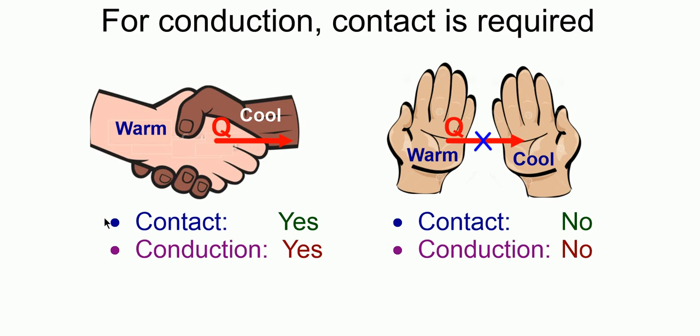We see it again here, contact is required. If there's no contact, there's no conduction. Here we have contact, yes, conduction, yes. Here we have a warm to cool hand, but they're not in contact, are they? So that little arrow there with the Q going across, there's an X there. There is no transfer of heat by conduction. Contact, no. Conduction, no.